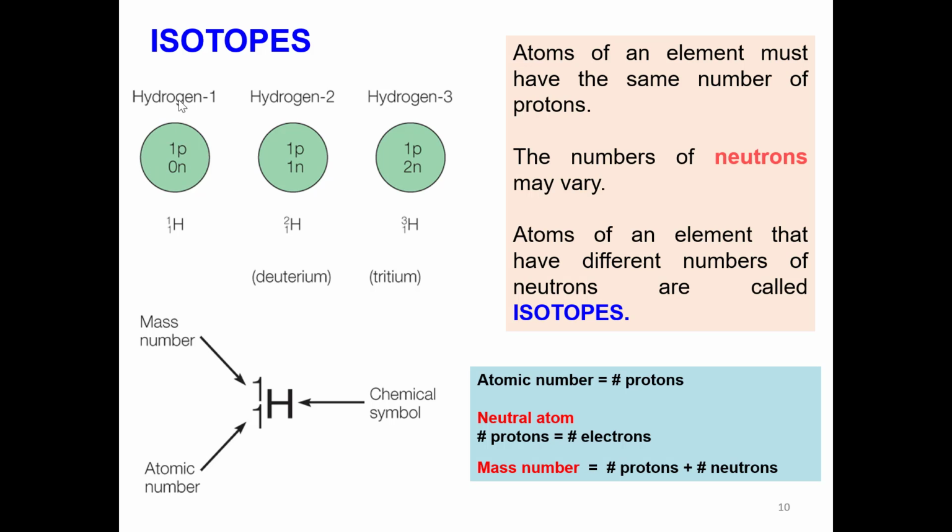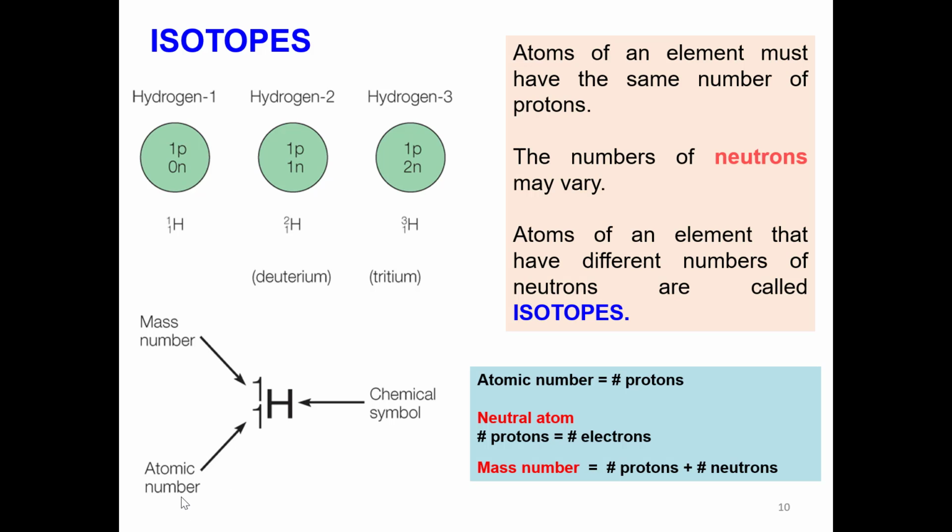In the first isotope we had 0 neutrons. In the second isotope we had one neutron, and in the third isotope we had 2 neutrons. Also, we can represent the isotopes using the nuclear symbol. For the nuclear symbol, we will use the symbol of the chemical element. The upper number corresponds to the mass number. The mass number is the number of protons plus the number of neutrons, and the lower number corresponds to the atomic number.